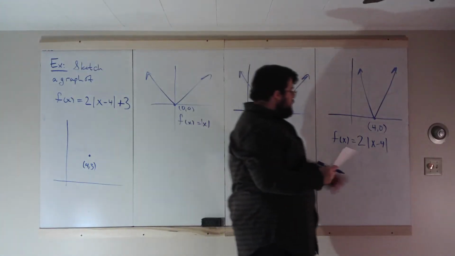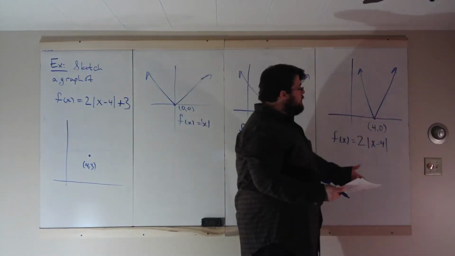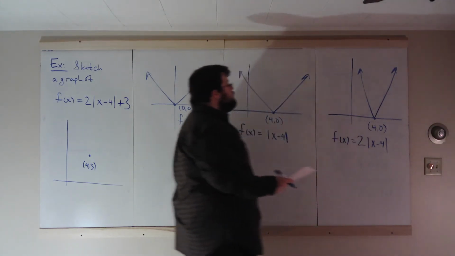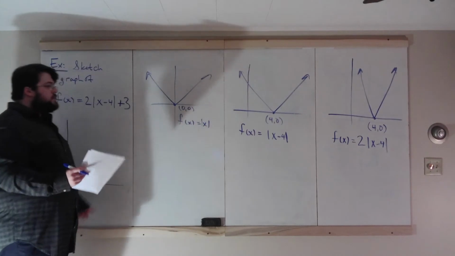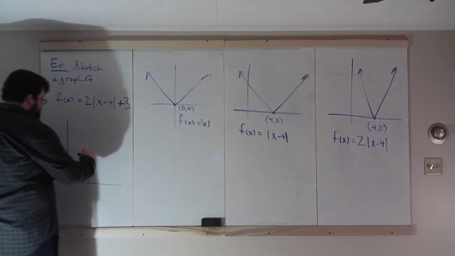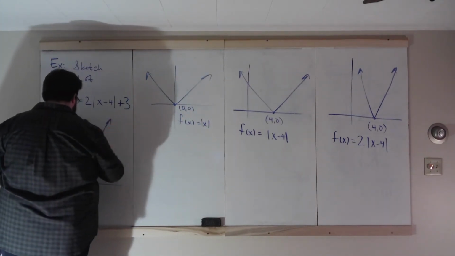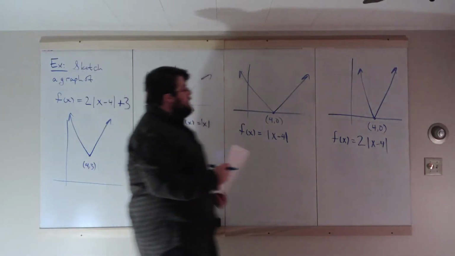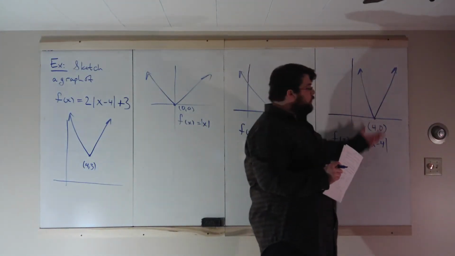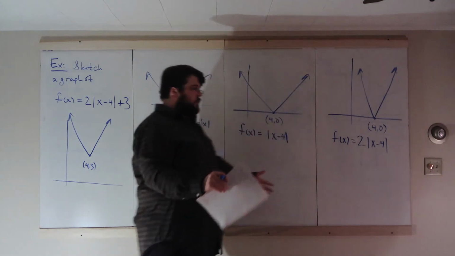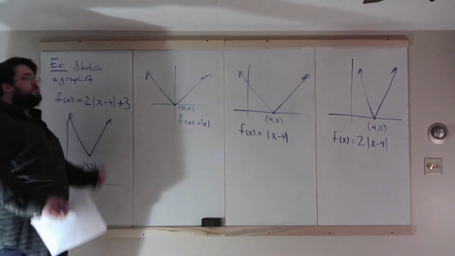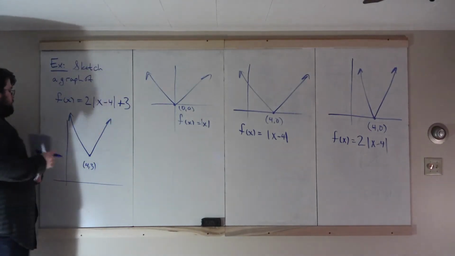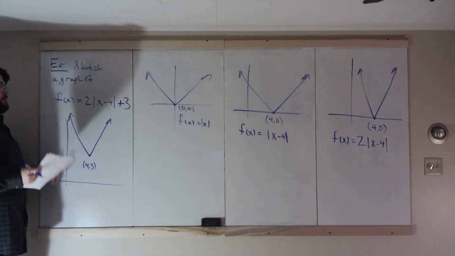And adding 3 to this function is going to cause all of these points to go up 3 units. So this plus 3 is going to cause that entire graph to lift by 3 units. And we can see that by just taking this point 4, 0, seeing what happens to 4, 0, it goes to 4, 3, and dragging the rest of the graph along with it. So that is the label for that function.